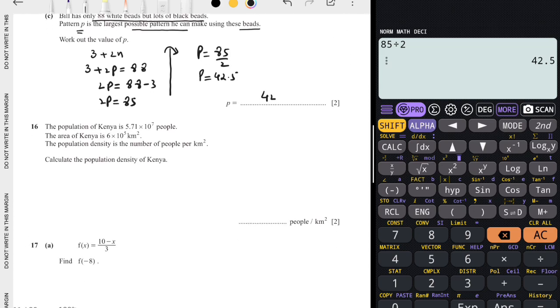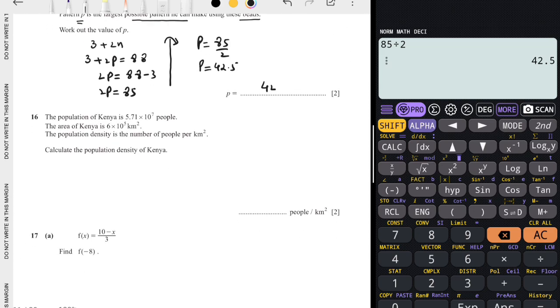Now next part. The population of Kenya is 5.71 times 10 raised to the power 7 people. The area of Kenya is 6 times 10 raised to the power 2 square kilometers. The population density is the number of people per square kilometer. Calculate the population density of Kenya. So it would definitely be a very simple one. We are going to divide the population of Kenya by the area.